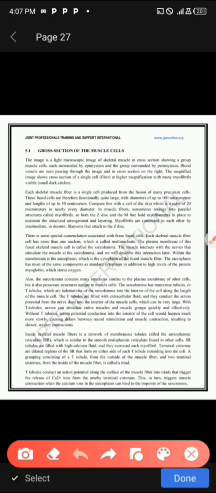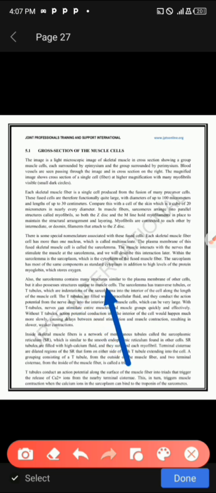Another thing we see is that the sarcolemma contains many structures similar to the plasma membrane of the cell. It also possesses structures unique to the muscle cell.